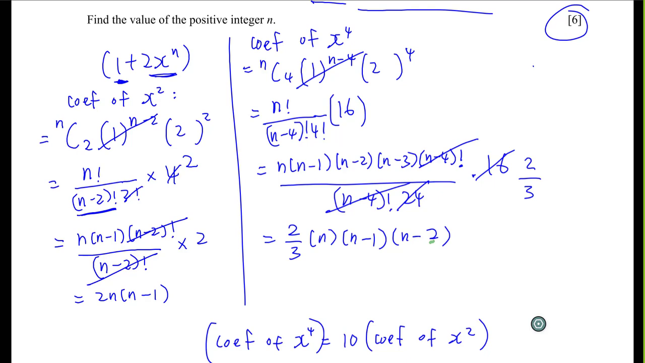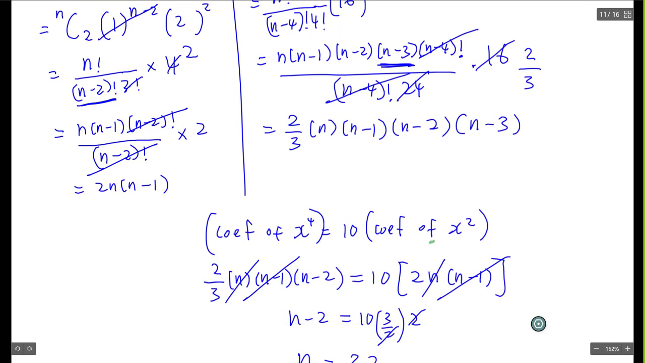4 factorial is 24, right? 24, 2 power of 4 is 16. 16 divided by 24, 2 over 3. Makes sense. I forgot one more term, up to n power of n minus 3. So yeah, we still have one n minus 3 here. How can I just ignore one more term? 2 over 3 n, n minus 1, n minus 2, n minus 3.